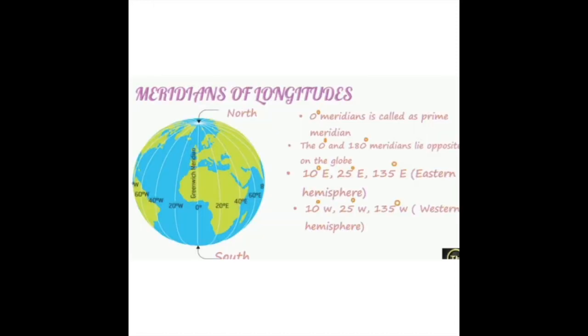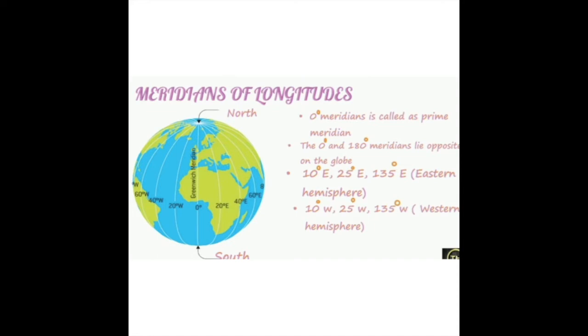Now longitudes. Semicircles on the globe are said to be meridians. The 0 degree meridian is called the prime meridian. The 0 degree and 180 degree meridians lie opposite each other on the globe. 10 degree east, 25 degree east, 135 degree east is the eastern hemisphere. 10 degree west, 25 degree west, 135 degree west is said to be the western hemisphere.